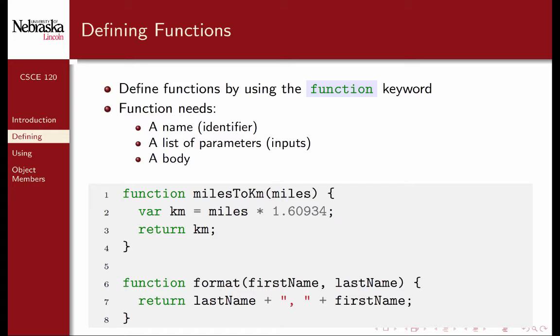In general, a function needs a name, which is also called an identifier, a list of parameters, that is input to the function, and a body containing the code to actually be executed anytime the function is invoked. In particular, we use the function keyword, followed by the identifier, in this case miles2km, followed by parentheses inside which any parameters are placed. The function body is defined by opening and closing curly brackets. We also have a return value inside the function.